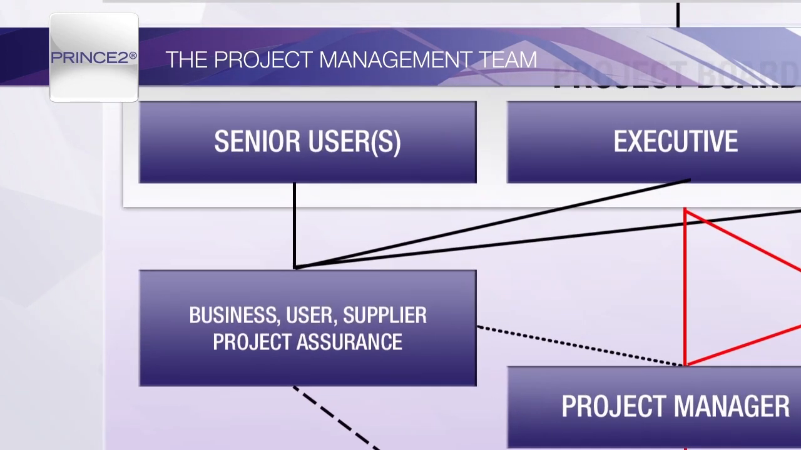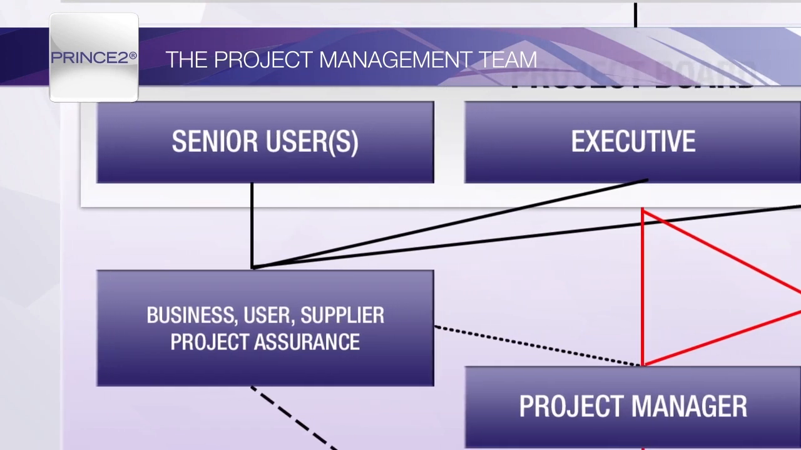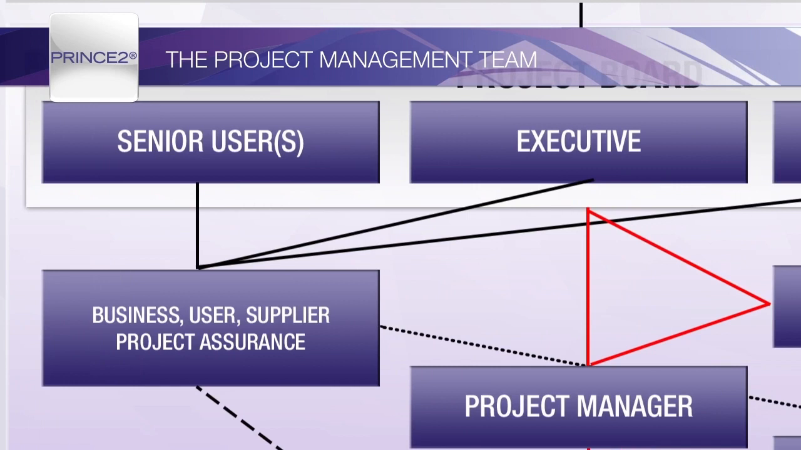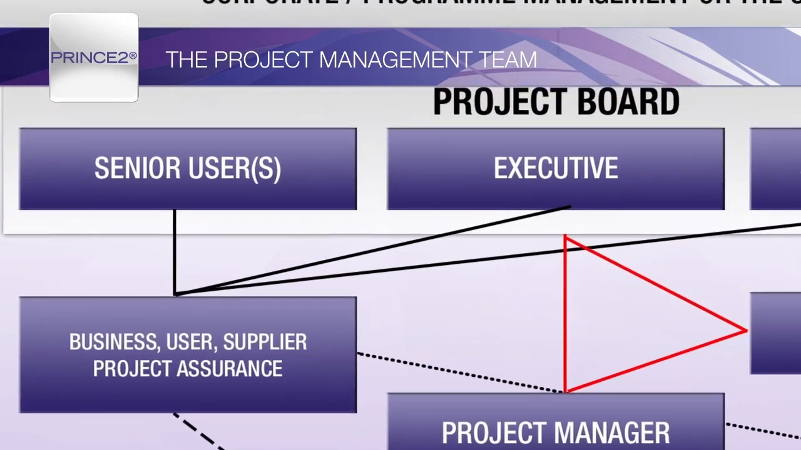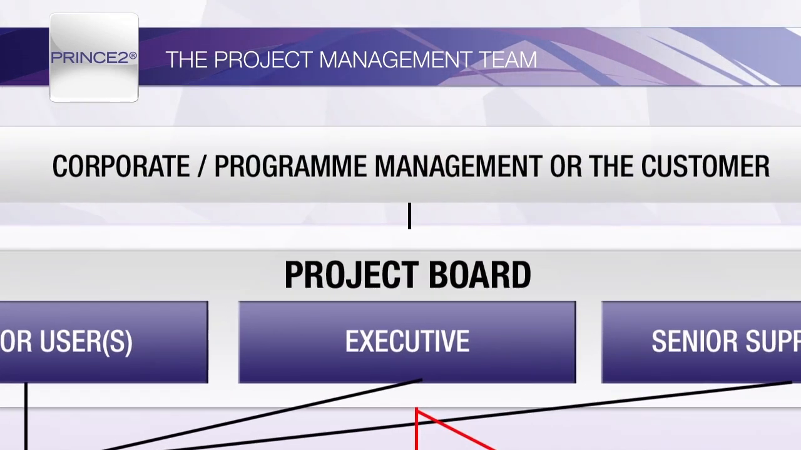Project assurance is the responsibility of each project board member, who might choose to exercise this responsibility personally or delegate it. Project assurance cannot be delegated to the project manager or project support roles. Where project assurance is delegated, the project board remains accountable.